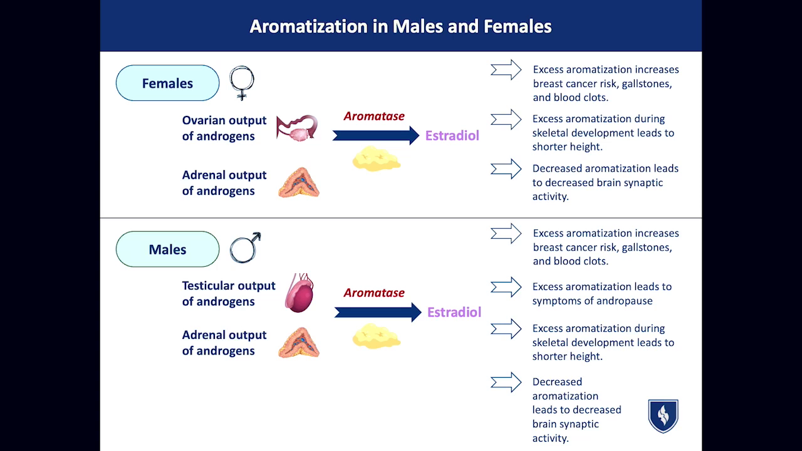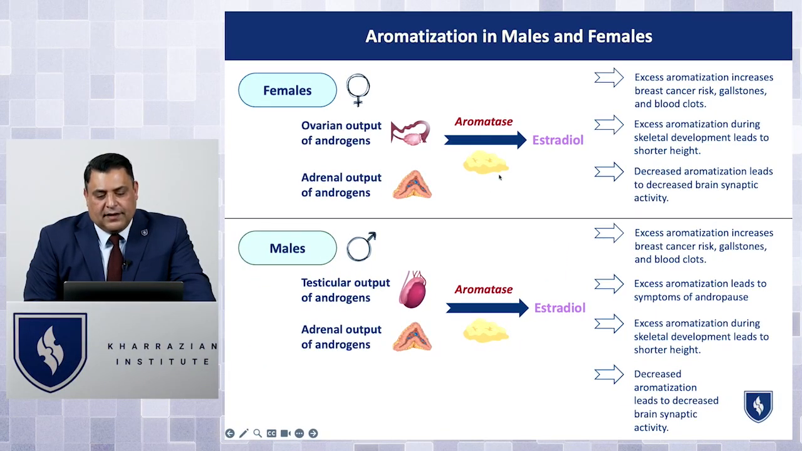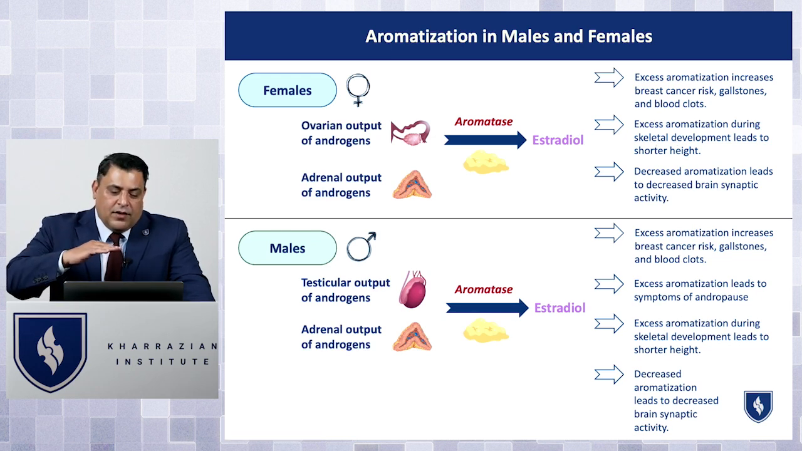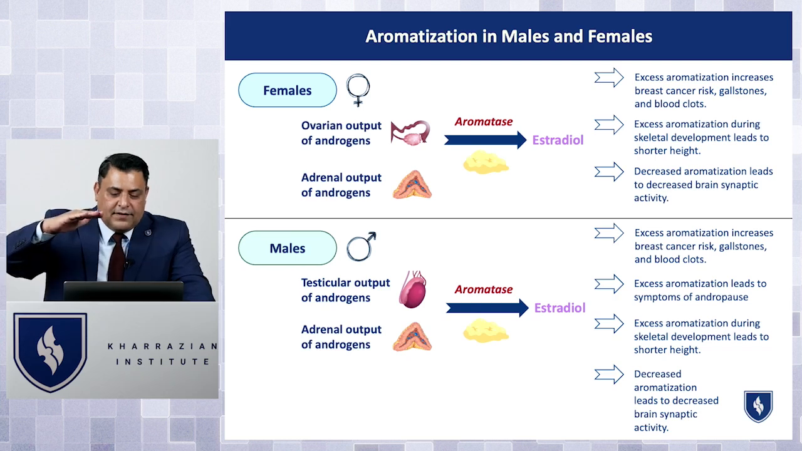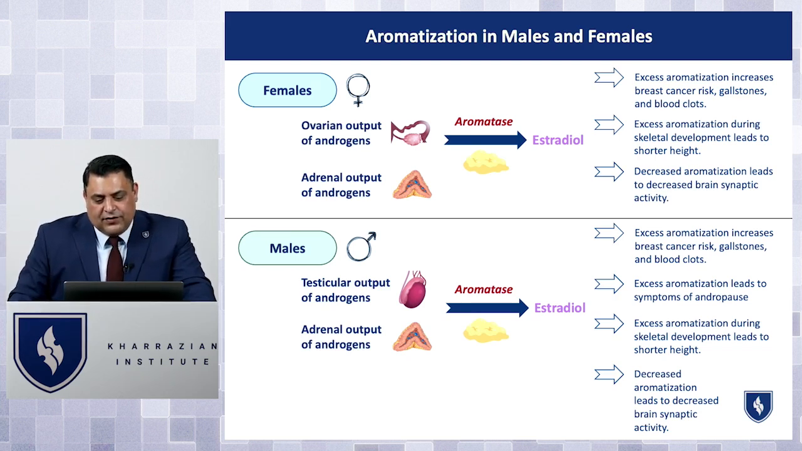But you have to have some normal activity, but some genetic uniquenesses in certain conditions will cause some modulation of these pathways, like breast cancer, for example. Excess aromatization during skeletal development leads to shorter height, and that's another key factor. If you have a lot of aromatization, males or females, your growth plates stop, and then that's your height permanently. Decreased aromatization leads to decreased brain synaptic activity.